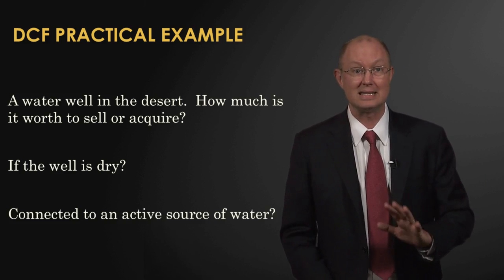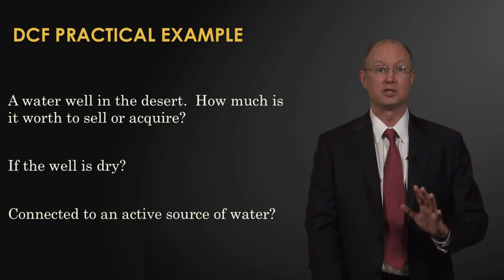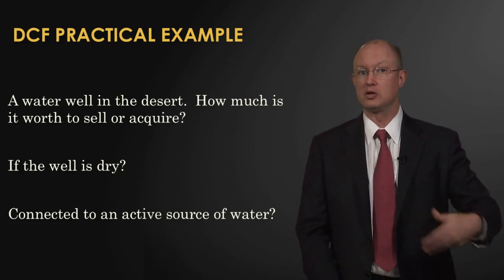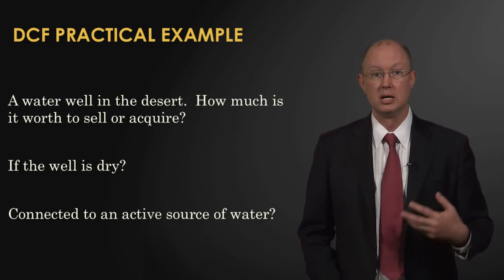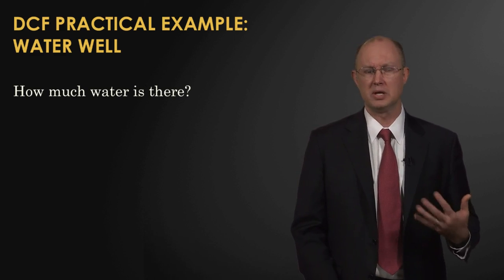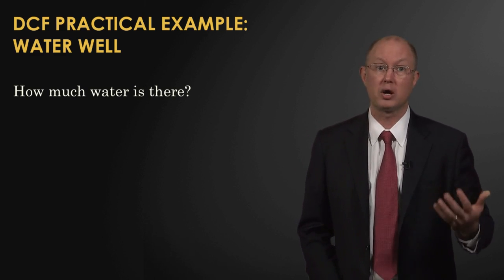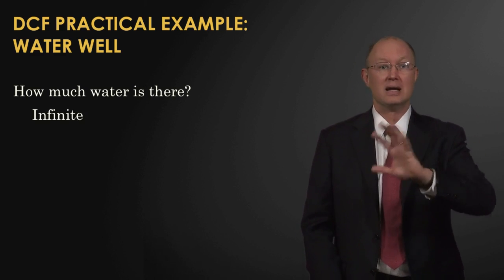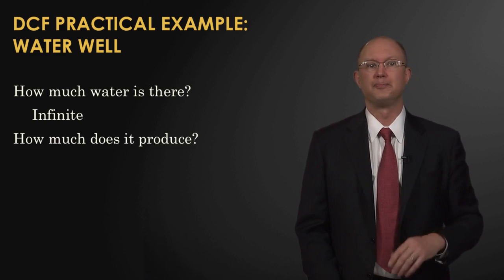Okay, let's say instead, though, the well is connected to an active source of water. Okay, so now we can think about there's stuff coming in. If there's water coming in from the well over time, let's think about putting a price on it. So what would we need? What kind of information? What would be the value drivers? Well, how much water is there? Let's say it's infinite, 20 million cubic tons of water. It doesn't matter. Huge amount of water, huge well.